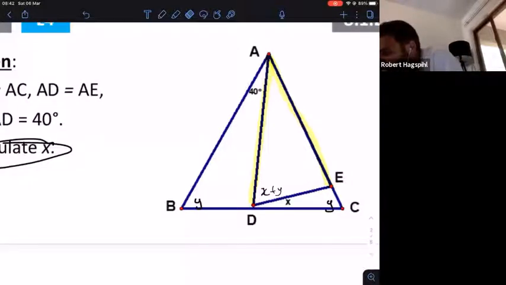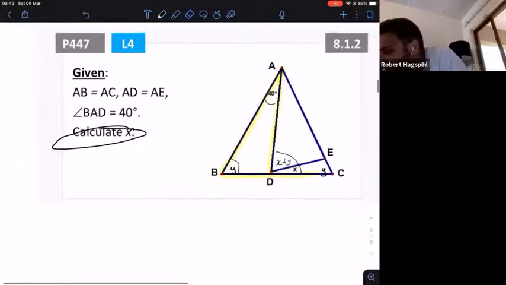All right. If I now look at this triangle there, does everybody see the exterior angle is equal to the two interior opposite angles?